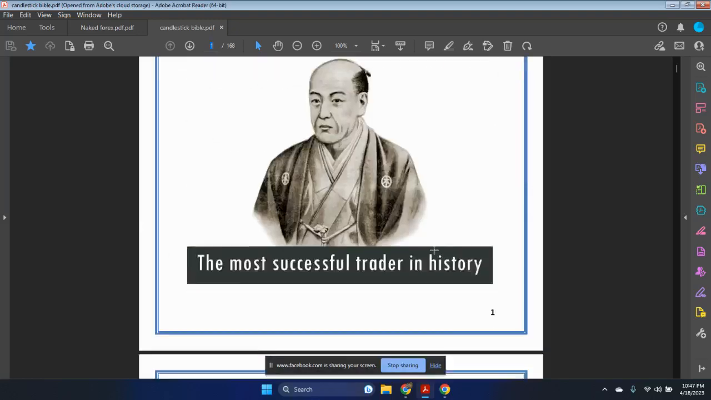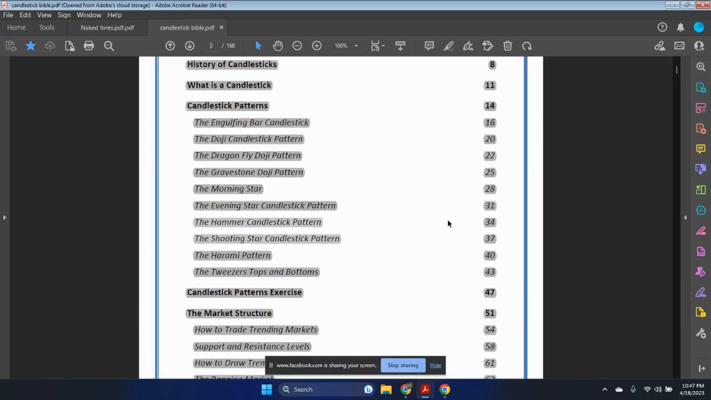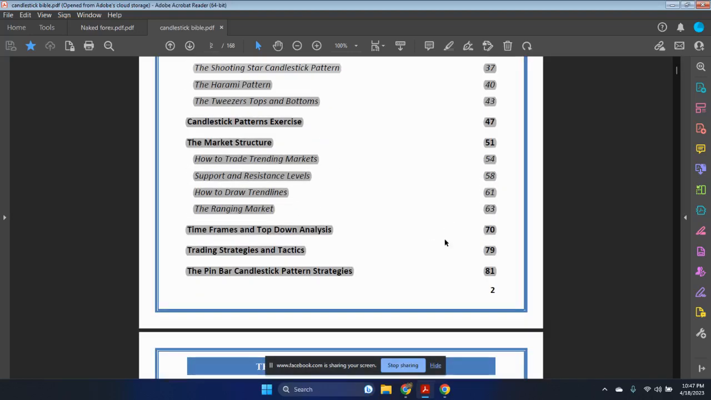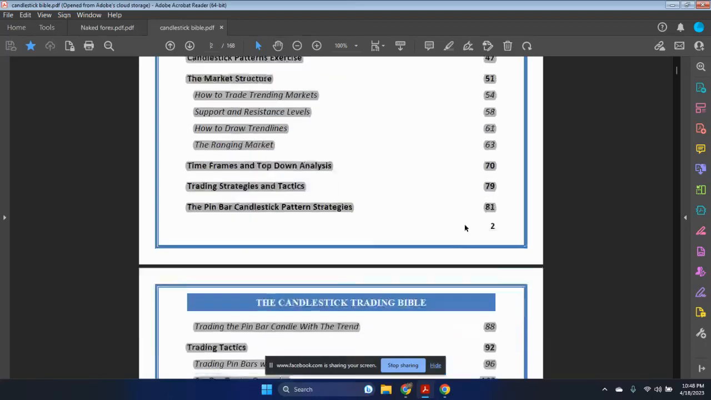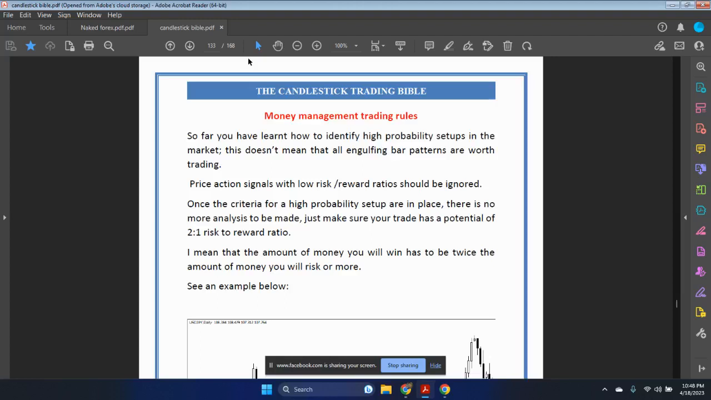All right, so the Candlestick Trading Bible. We have gone over the history of candlesticks, what candlesticks are, candlestick patterns, market structure, top-down analysis, trading strategies and tactics, pin bar candlestick pattern strategies and tactics. We have gone through my baby, the engulfing bar candlestick pattern, and we're ending off with today's section, Money Management Trading Rules. All right, so let's get into it. Money management trading rules.